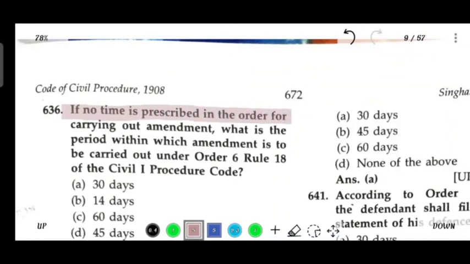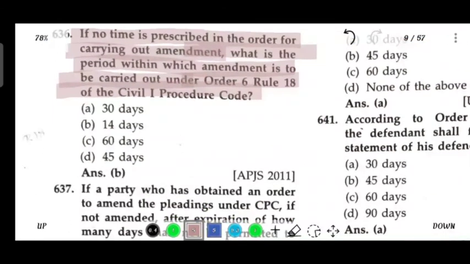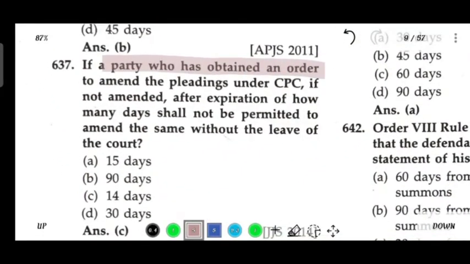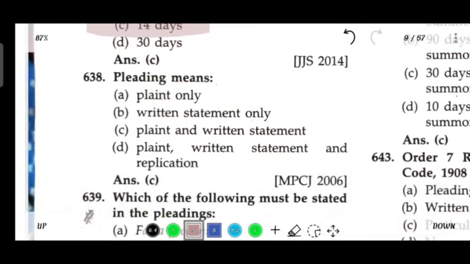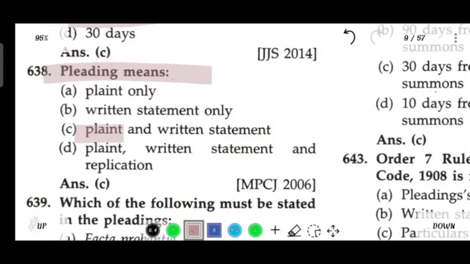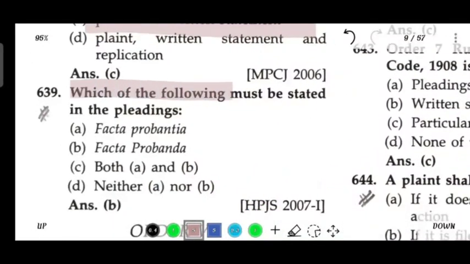If no time is prescribed in the order for carrying out the amendment, what is the period within which the amendment is to be carried out under Order 6, Rule 18 of the CPC? 14 days. If a party who has obtained an order to amend the pleading under the CPC has not amended after the expiry of how many days, he shall not be permitted to amend without the leave of the court? 14 days. Pleading means plaint and written statement. Which of the following facts must be stated in the pleading? Factum probanda.